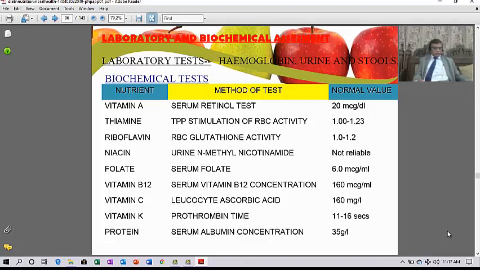Then we come to biochemical tests. For vitamin A deficiency, we order or investigate serum retinol test. The normal value is 20 microgram per liter. Then for thiamine, TPP stimulation of RBC activity; riboflavin, RBC glutathione activity; niacin, urine N-methyl nicotinamide; folate, serum folate; vitamin B12, simply serum vitamin B12 concentration; vitamin C, leukocyte ascorbic acid; vitamin K, prothrombin time; and protein, serum albumin concentration.